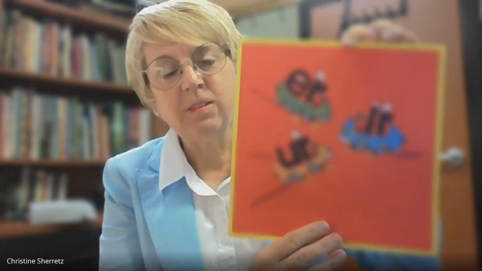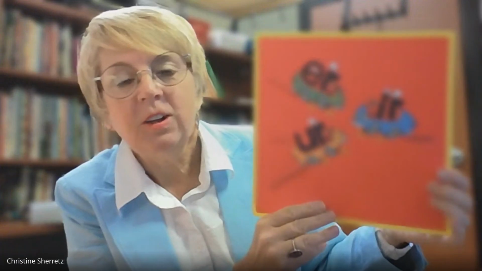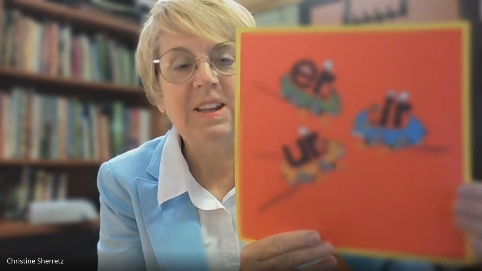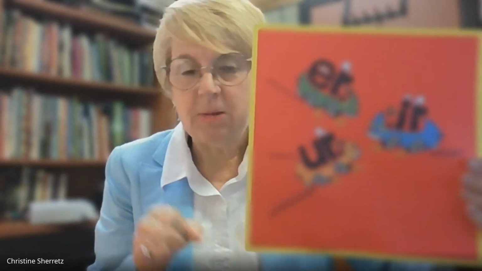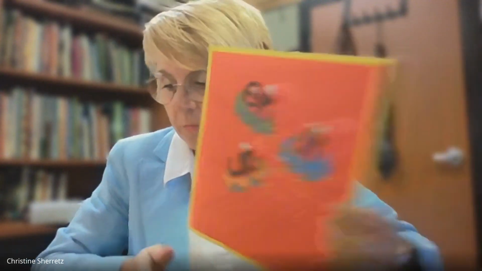So, for example, our controlled vowels, they love to be in cars, but unfortunately, they like to speed. And so because they like to speed, when they put on the brakes, they say, er. And so that's one way you can teach students the controlled vowel sounds at ER, IR, and UR.